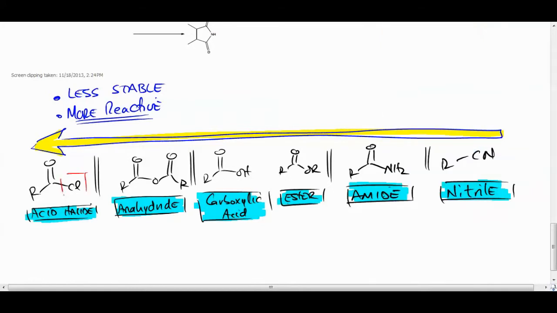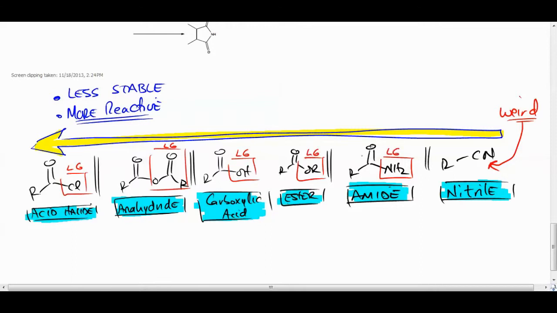And this group here, the group to the right, and this one is kind of weird, right? But the group to the right, these are going to be our leaving group. And as we go this way, the leaving group is better, right?